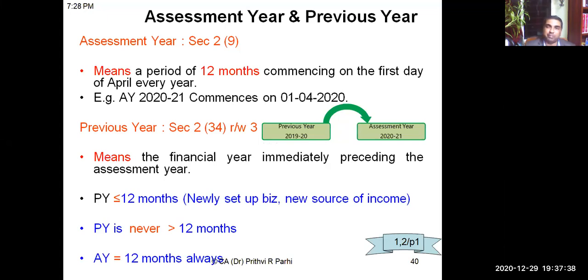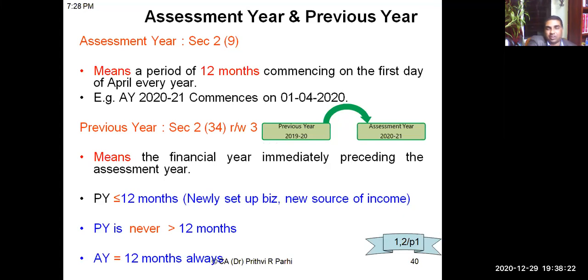Suppose a baby is born on 31st March. His previous year is 1 day. But assessment year is 12 months. Previous year is not more than 12 months. And assessment year is always 12 months. Previous year can be less than 12 months or equal to 12 months, but it cannot be more than 12 months. Assessment year is always 12 months. Did you understand it? Yes, sir.